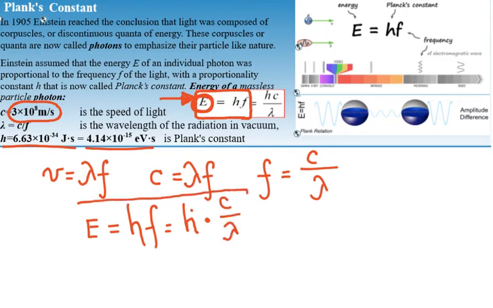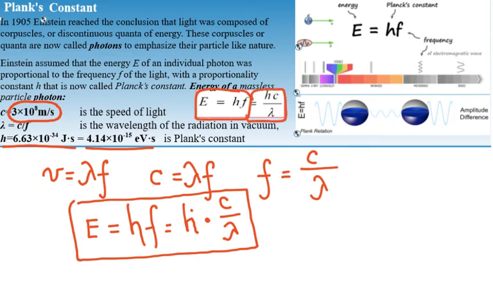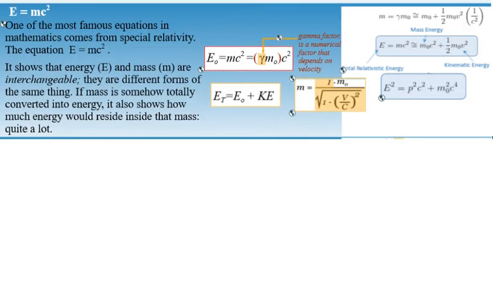So you can use either of these formulas to calculate the energy of the photon. If the frequency is given, you use this formula right here, and then that formula. And if the wavelength is given, then you can use that formula by substituting the frequency with the speed of light over the wavelength.